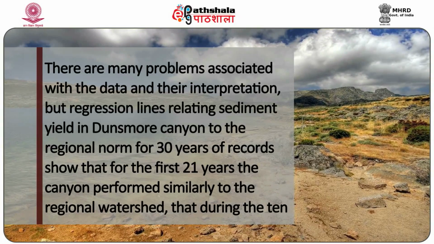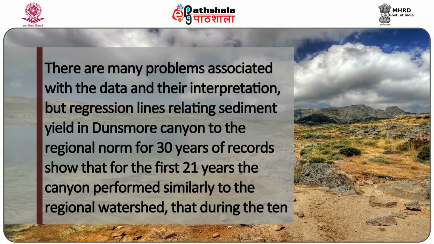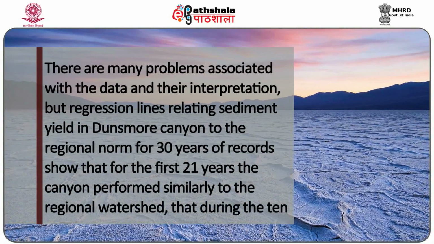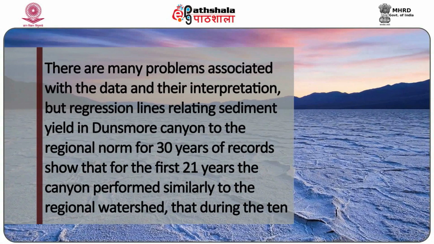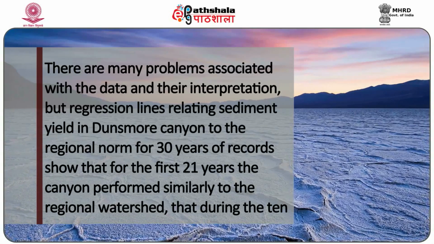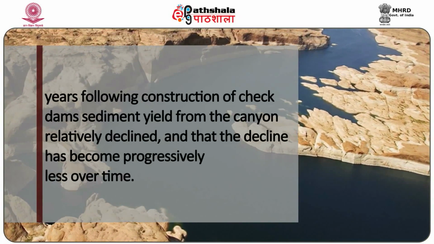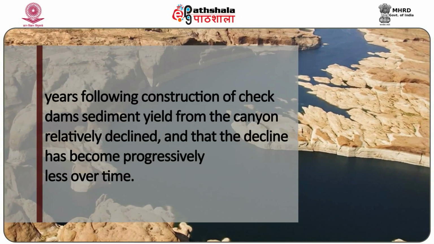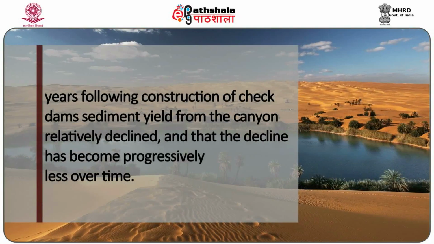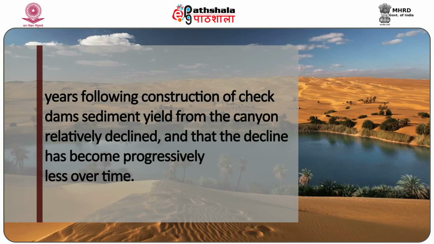There are many problems associated with the data and their interpretation, but regression lines relating sediment yield in Dunsmore Canyon to the regional norm for 30 years of records show that for the first 20 years, the canyon performed similarly to the regional watershed, that during the 10 years following construction of check dams, sediment yield from the canyon relatively declined, and that the decline has become progressively less over time.